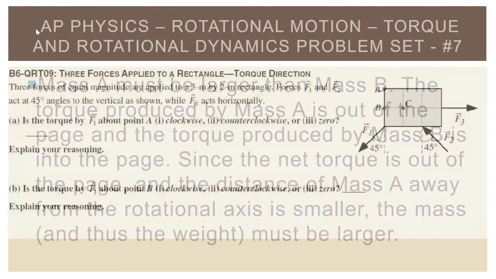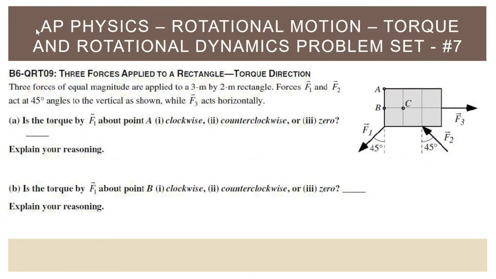And with that, we now get to the last problem in this problem set. It says here in this problem, which is B6QRT09, 3 forces applied to a rectangle torque direction, that we have 3 forces of equal magnitude applied to a 3x2 meter rectangle. Forces F1 and F2 act at 45-degree angles to the vertical, as shown, while F3 acts horizontally. And the question here, asked in all of these parts, is about the direction of the torque.